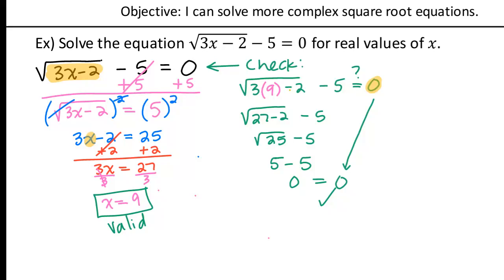Okay. So again, it's not that much different than yesterday. It's just that yesterday we only had an x under the square root. So when we squared it, this ended up just being an x. But now we have stuff inside the square root, and then we do inverse operations to solve for the x. Okay? That's the only difference really in this example.